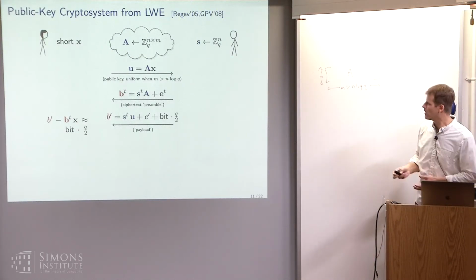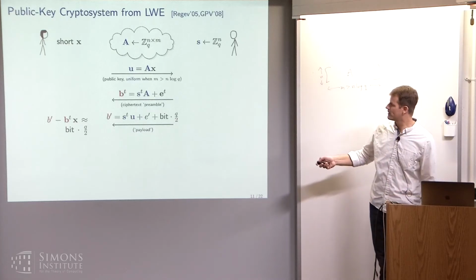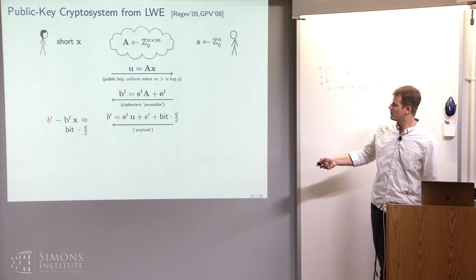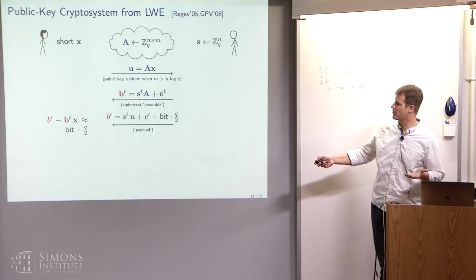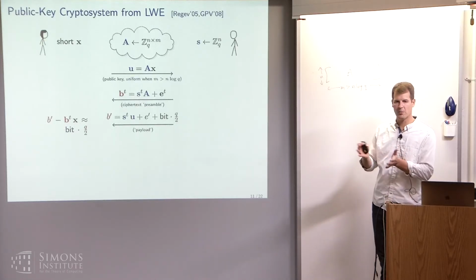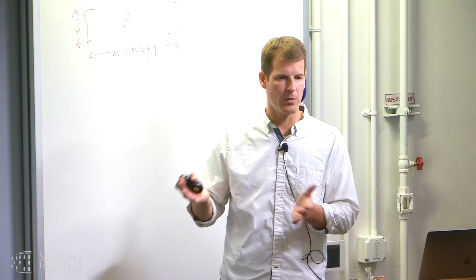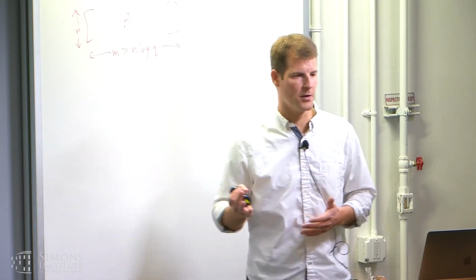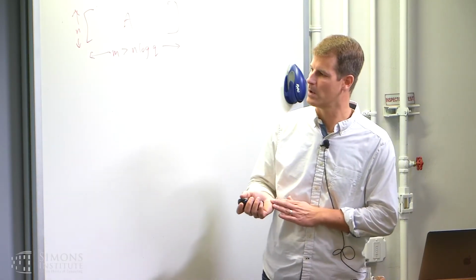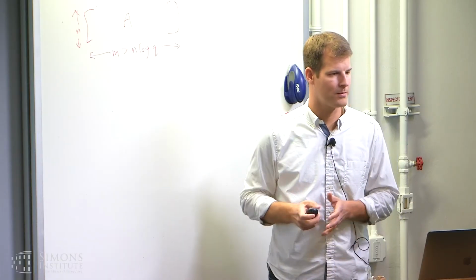So essentially, Alice is going to get the bit times q over 2 plus some error, which is not very significant compared to this. So this is either 0 or q over 2. It's a little bit perturbed by error, but you can just see which it's closest to, and that tells you the message bit. Is that part clear?